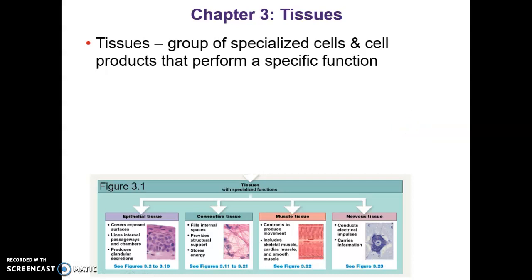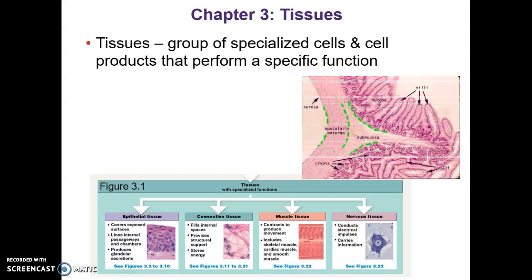Chapter 3, Tissues. So a basic definition of tissues is a group of specialized cells and their products that perform a specific function. And probably the most straightforward tissue you can think of is muscle tissue. We're familiar with muscles. So muscle tissue is made up of specialized muscle cells, and their unique, specific function is that they can contract to generate movement.